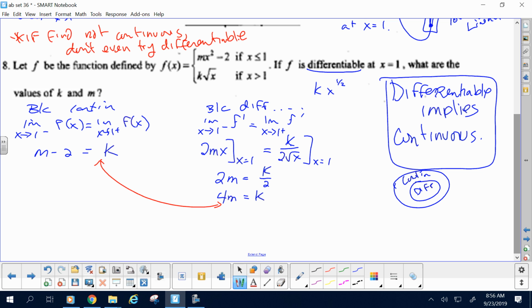A little substitution at that. If they both equal k, then surely m minus 2 must equal 4m. So negative 2 equals 3m, so m is negative 2/3, and therefore k is 4 times that, which is negative 8/3. Now with those 2 conditions, this parabola and square root function would meet and have the right slope to smoothly transition from one to the other. Pretty hard conditions to meet. You with me a little bit? Okay.